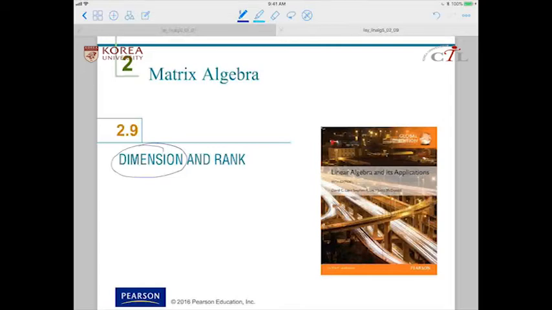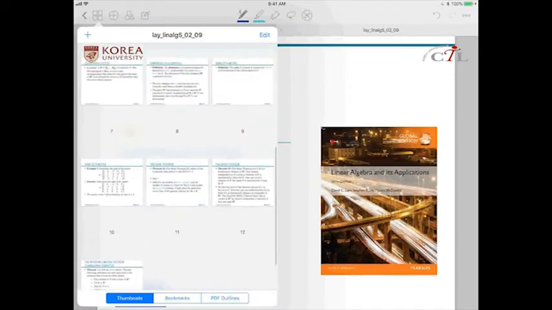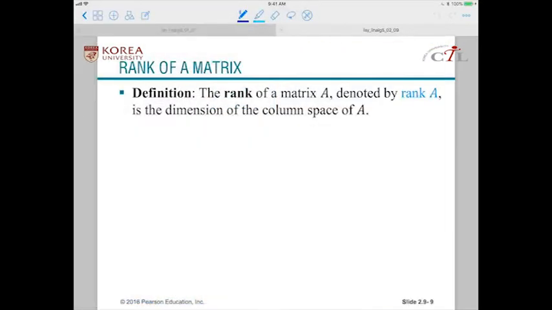And then what is the rank? Let me jump straight into the definition of the rank. Rank is simply the dimension of the column space of A. Given a matrix A, we consider the column space of A, and then we consider the dimension of this column space. That corresponds to the number of basis vectors that form the column space of A.